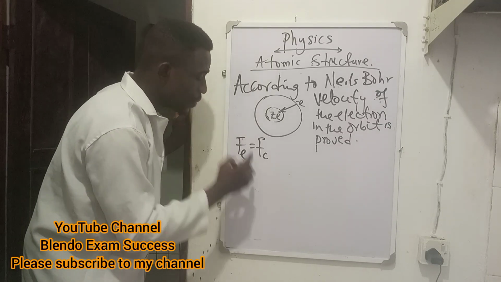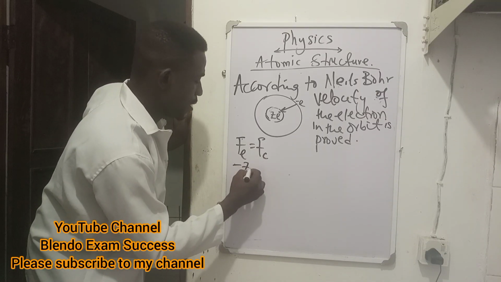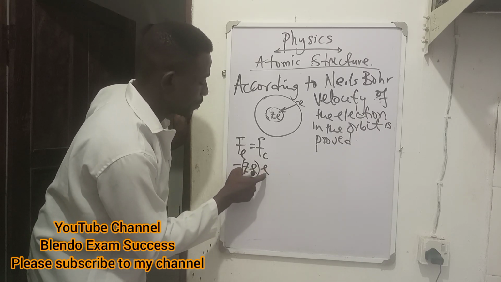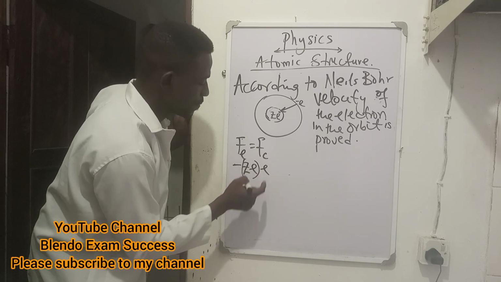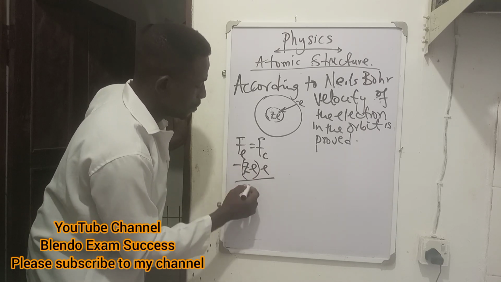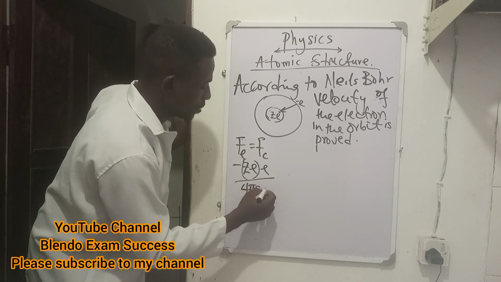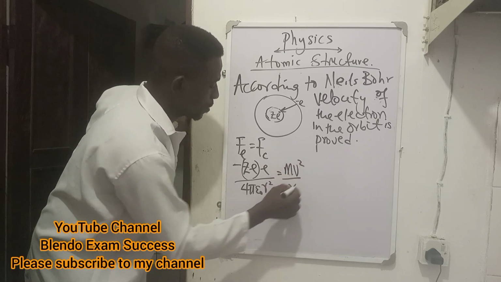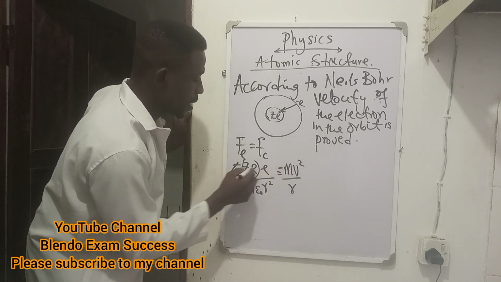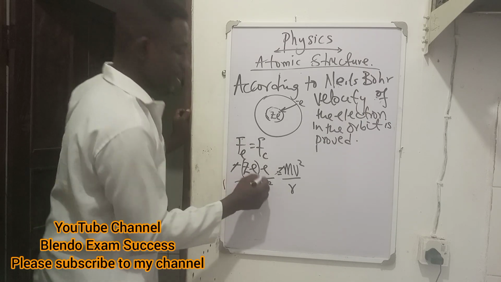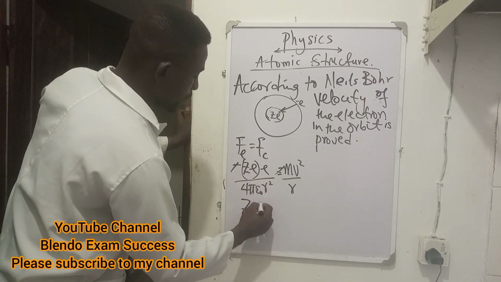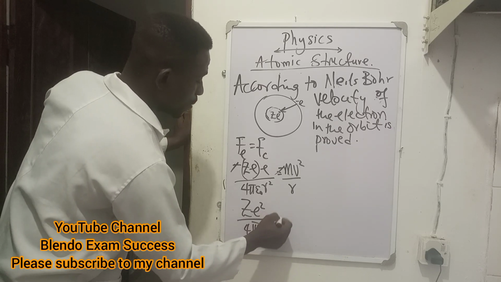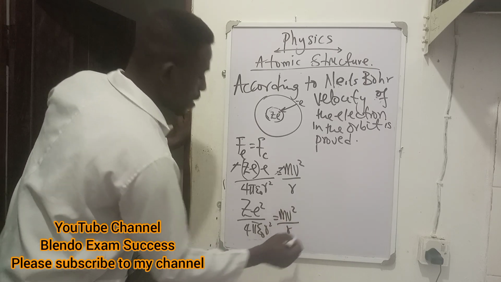Now, according to Niels Bohr, Ze multiplied by e, the negative sign is coming from this side, all over 4 pi epsilon naught r squared, equal to mv squared over r, so that the negative sides cancel out. We have Ze squared over 4 pi epsilon naught r squared, which is equal to mv squared over r.